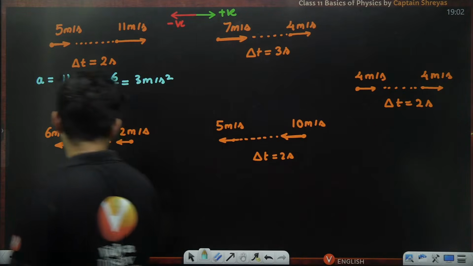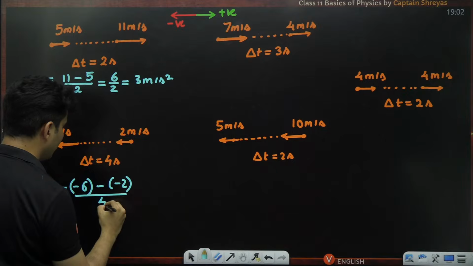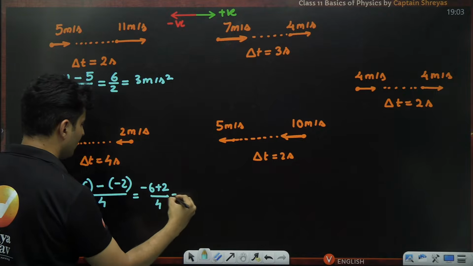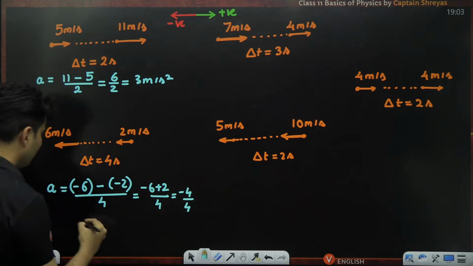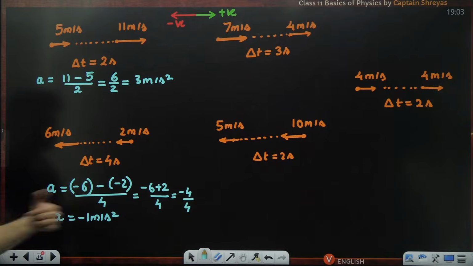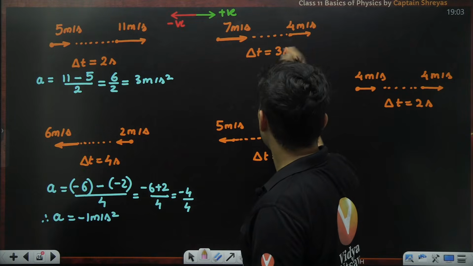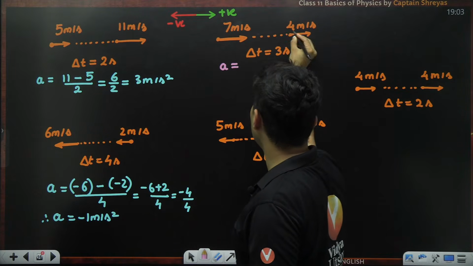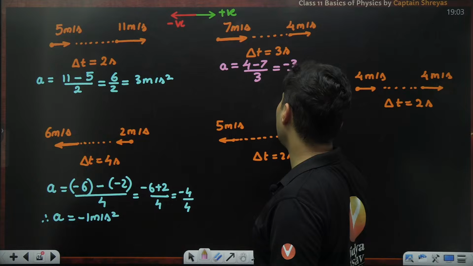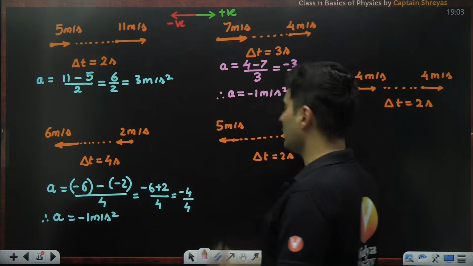So definitely this will be -6 final velocity minus initial velocity, which is -2, whole thing divided by the time. So this will be nothing but -6 plus 2 divided by 4, which is -4 by 4, which is -1 meters per second square. That is your acceleration. Okay, let's go to this particular problem. Over here, acceleration will be final minus initial. So 4 minus 7 divided by 3, which is -3 by 3. So therefore, acceleration is -1 meters per second square.